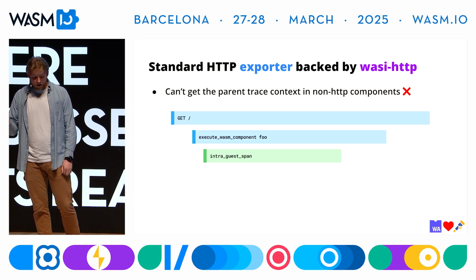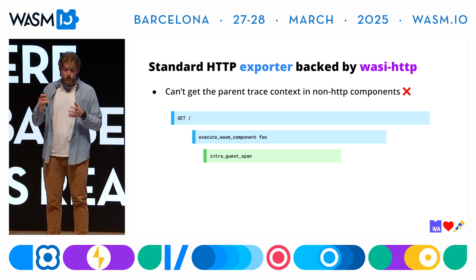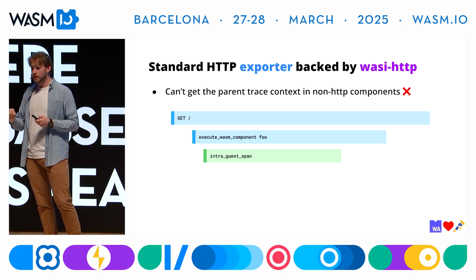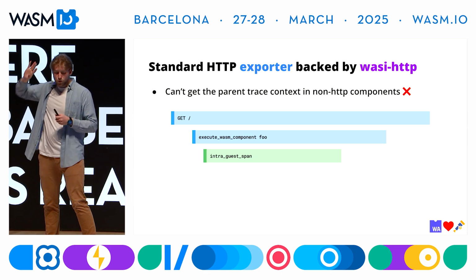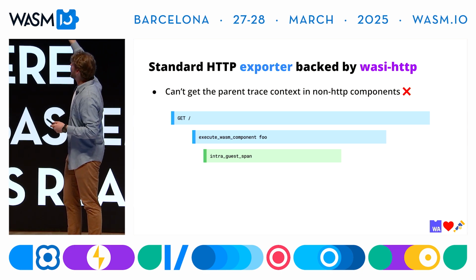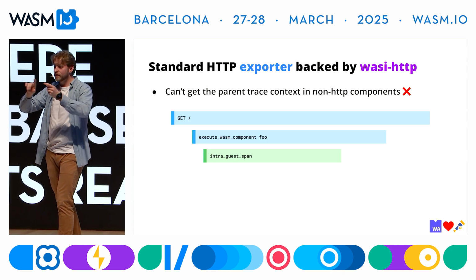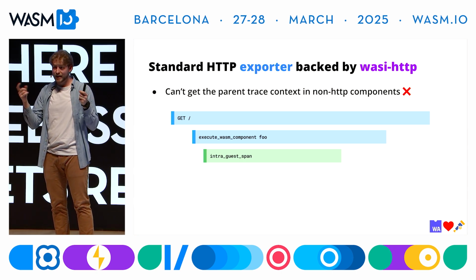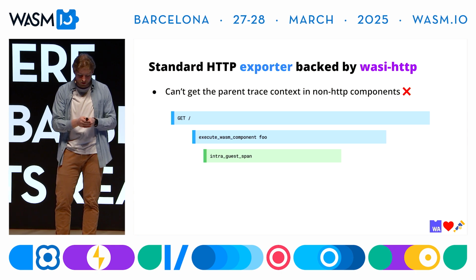And then on top of that, there's two other disadvantages. The first one is that you can't get the parent trace context in non-HTTP components. So what does that mean? That's kind of a mouthful. This is what we would want the trace to look like. We have a span for the GET request that comes into the host. We have a span for the host executing that component. And then we have the guest itself emitting this span that's tied into this trace, properly parented into this trace.